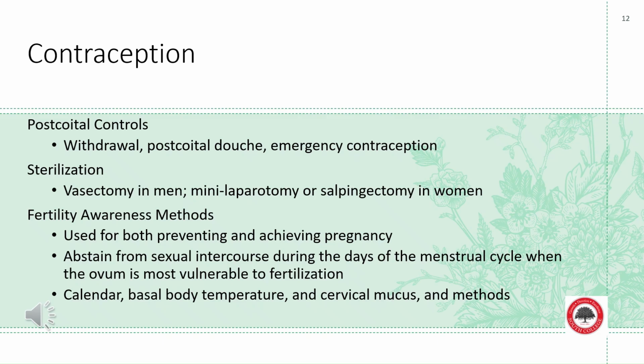Fertility awareness methods are also considered natural planning methods. Fertility awareness methods, or the rhythm method, are used for achieving pregnancy and preventing pregnancy. The patient will abstain from sexual intercourse during the days of the menstrual cycle when the ovum is most vulnerable to fertilization. And then basal body temperature, cervical mucus, and the calendar are used to track.